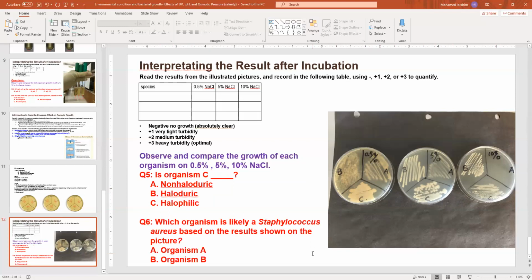Got that one? Yes, thank you. It's very important to know the difference between halophilic and halogenic. Yeah, I saw the definitions on the slide, but I just couldn't tell from the picture whether they are halophilic or not. So halophilic, they love salt, high concentration of salt. So 0.5 for them is nothing.